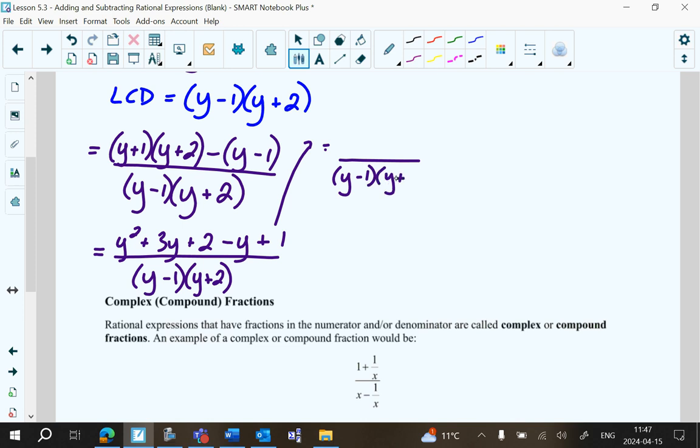What do I get when I simplify everything? Up top, y squared plus 2y plus 3 over that common denominator. Now, remember, reducing, we need to factor. When you reduce, you have to factor the numerator and denominator if you can. Well, hang on. Can you factor the numerator?